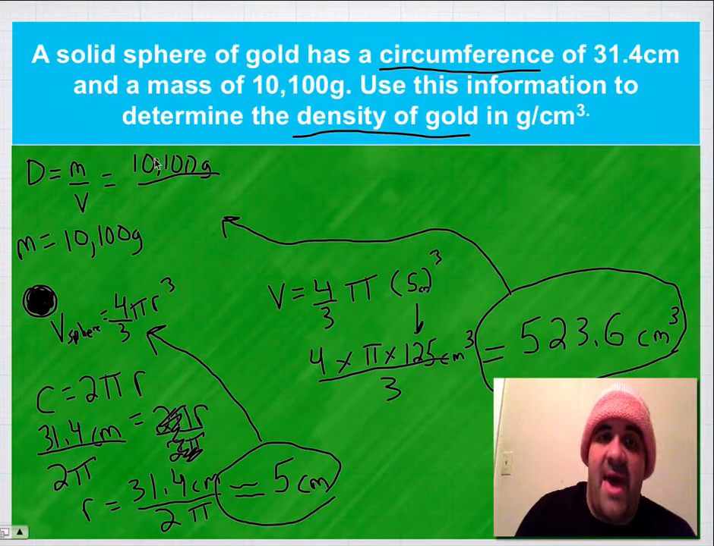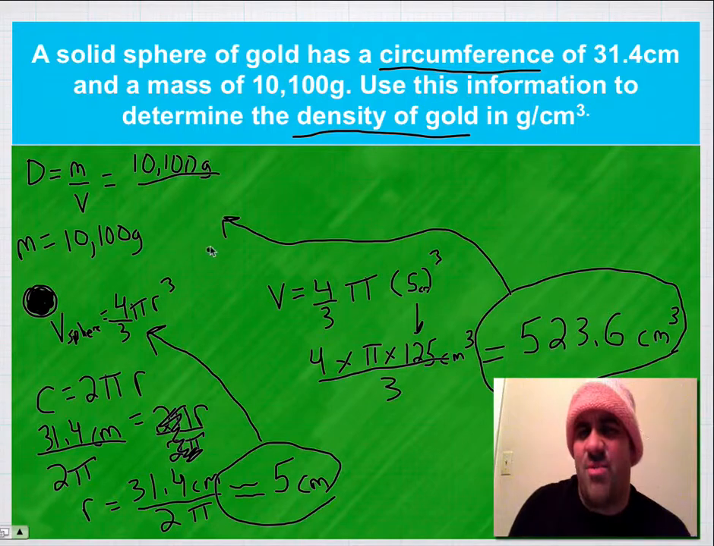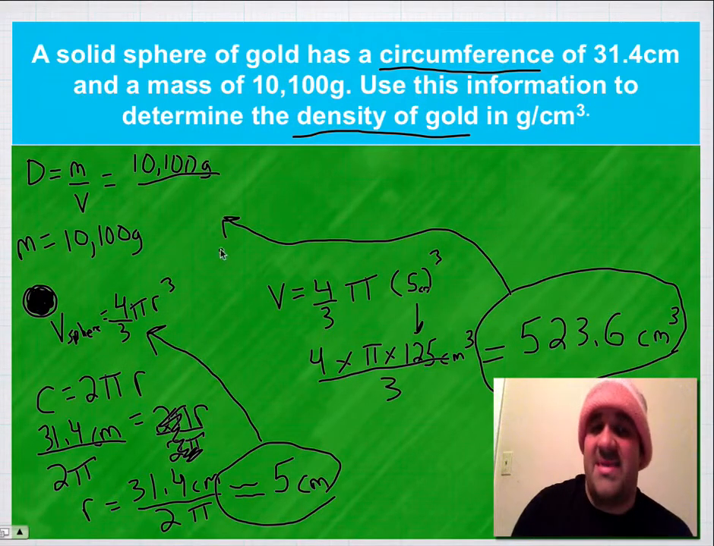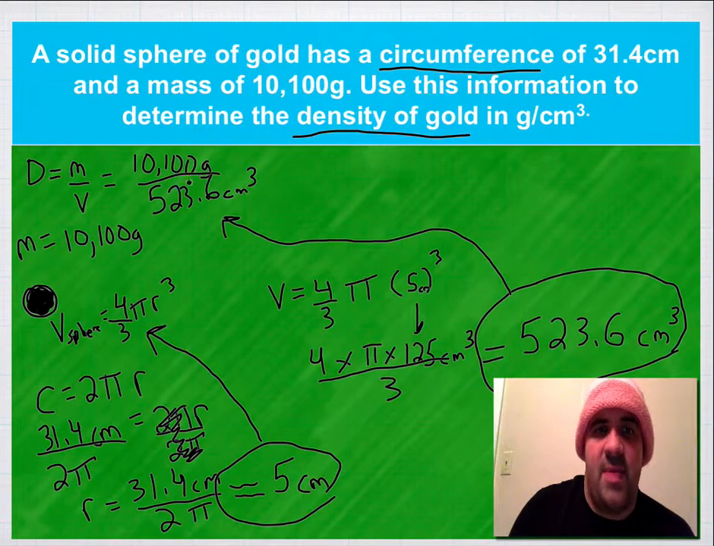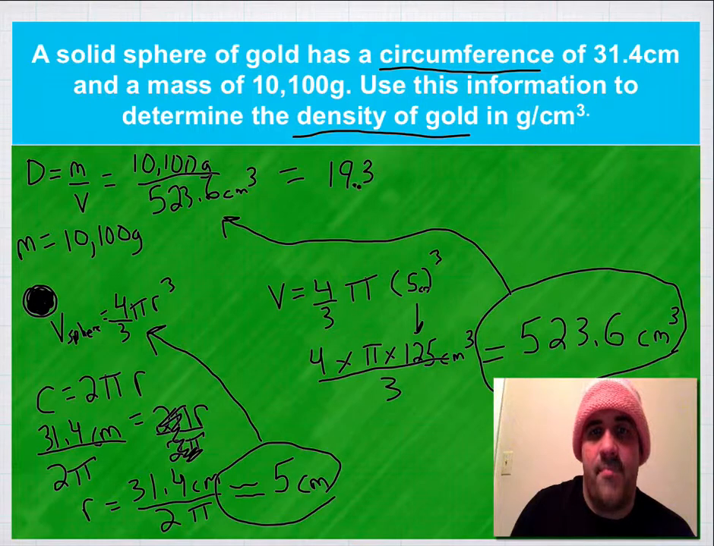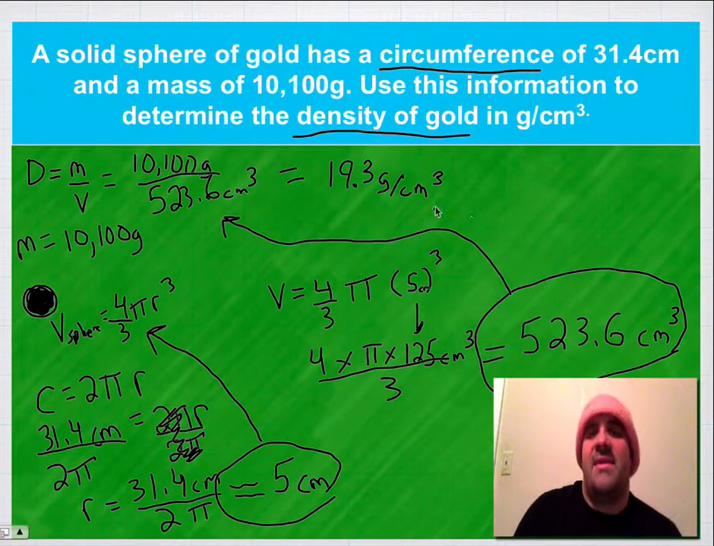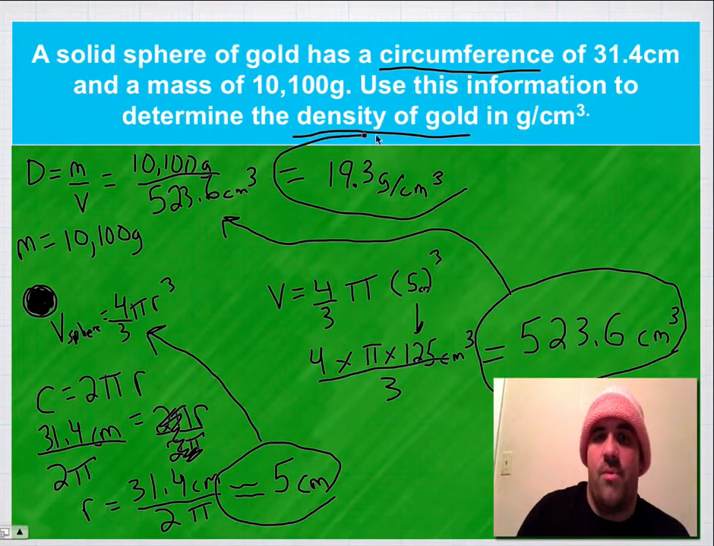Because density equals mass divided by volume. I didn't know the volume, so we had to do a two-step process to figure out the volume. So it was a slightly involved problem. You're going to put in 523.6 centimeters cubed. And when you take 10,100 and divide it by this number, you're going to get an answer that's extremely close to 19.3 grams per centimeter cubed. And that is, in fact, the density of gold.